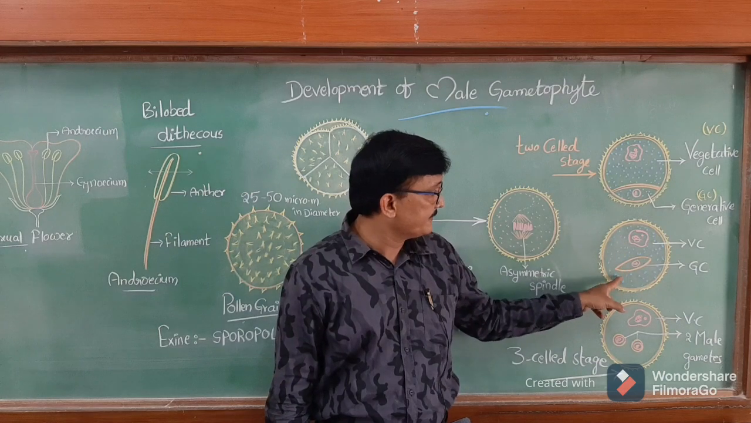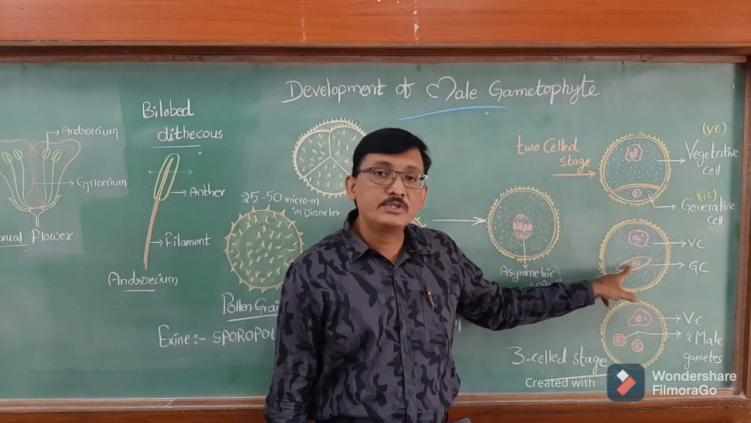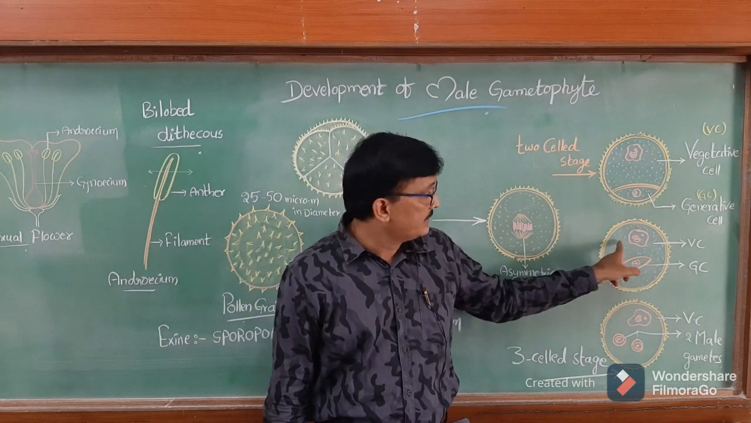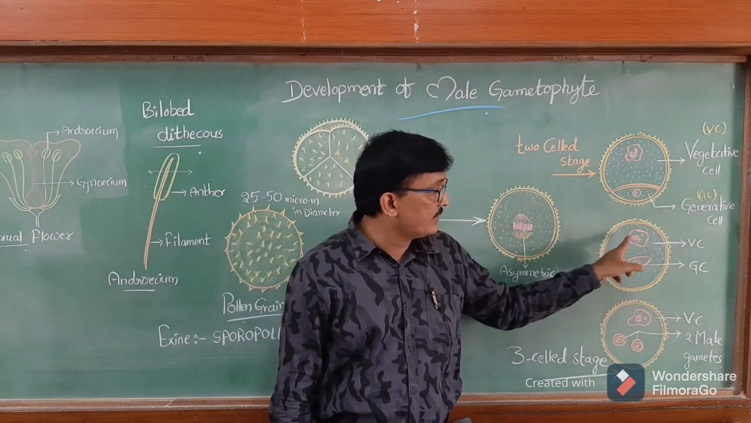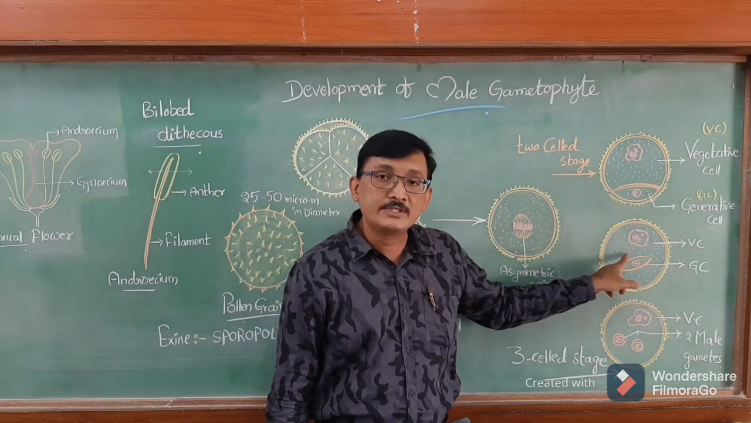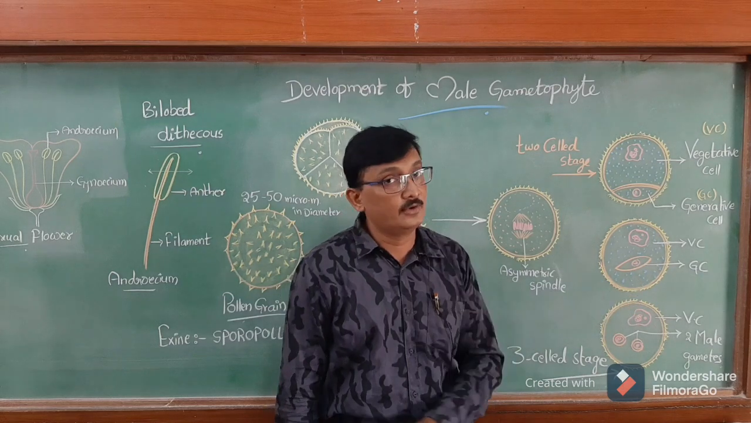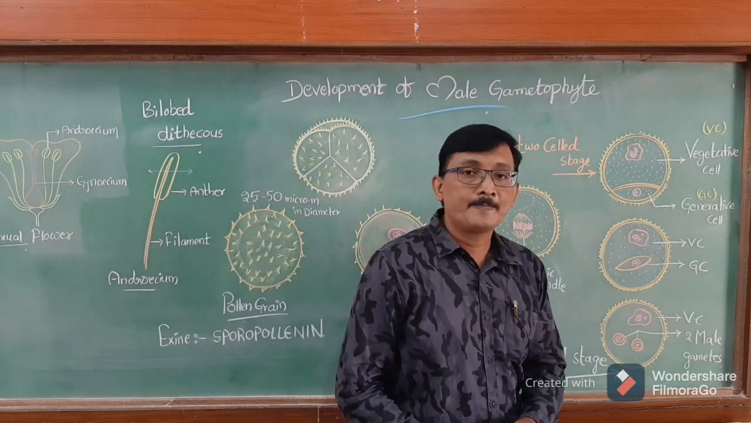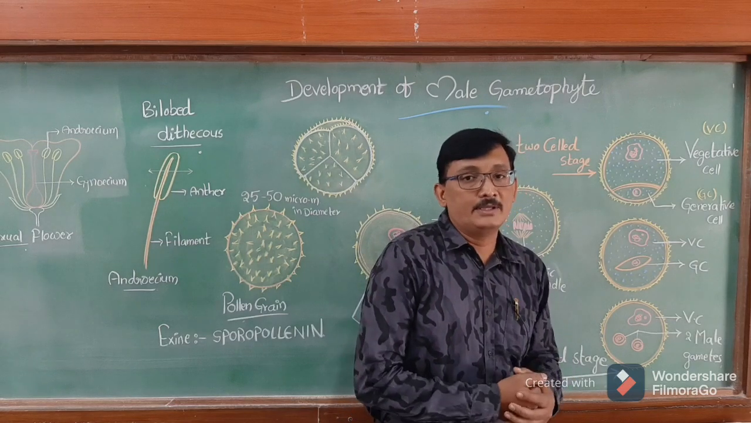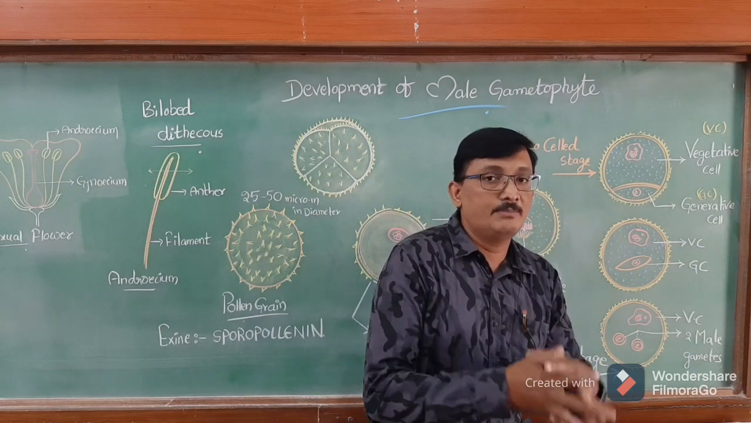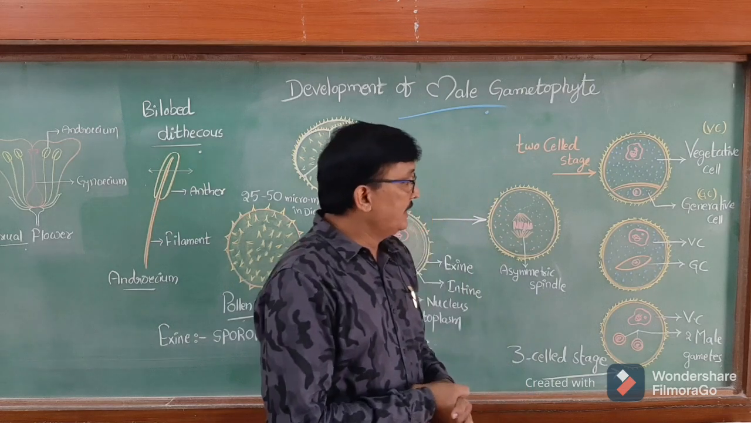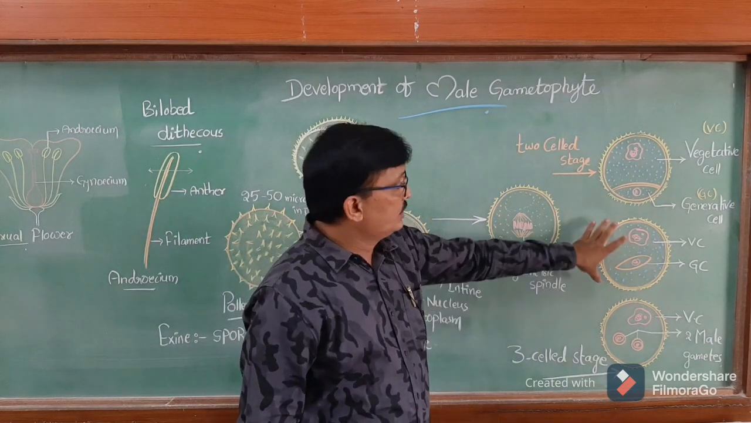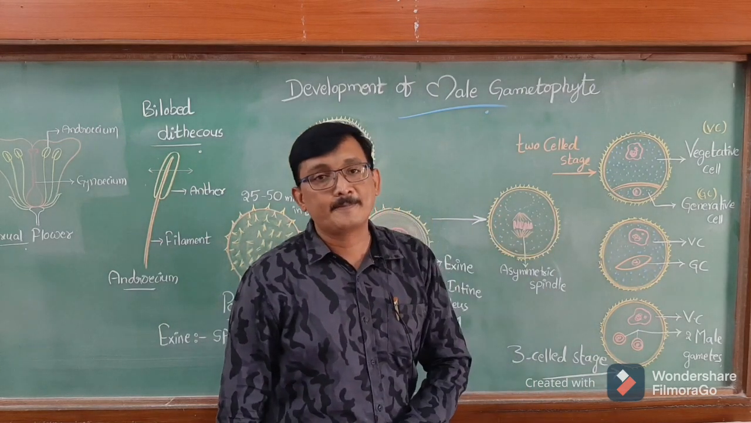So it looks like this. So this is generative cell which is spindle shaped, and this is the cytoplasm of vegetative cell. In the cytoplasm of vegetative cell, generative cell is floating. It looks like this. So this is two-celled stage. 60% of the plants release pollen grains in two-celled stage only.